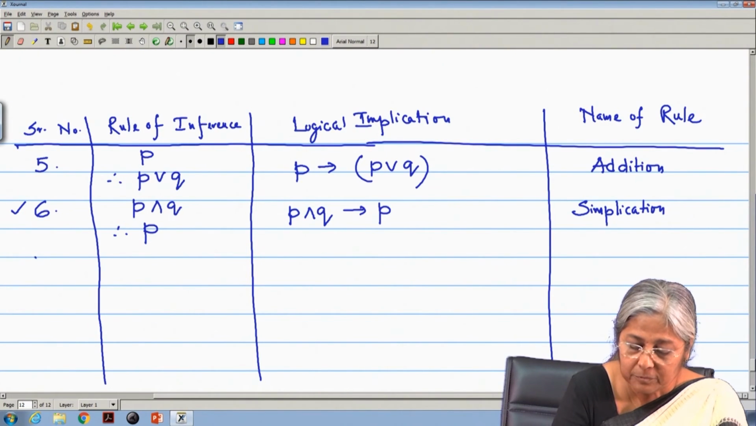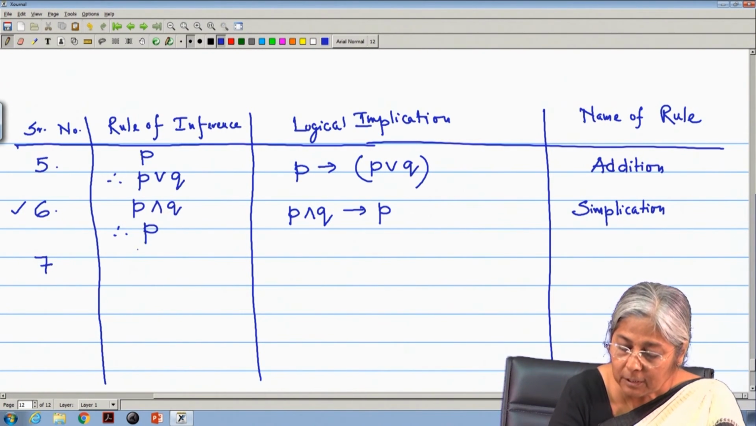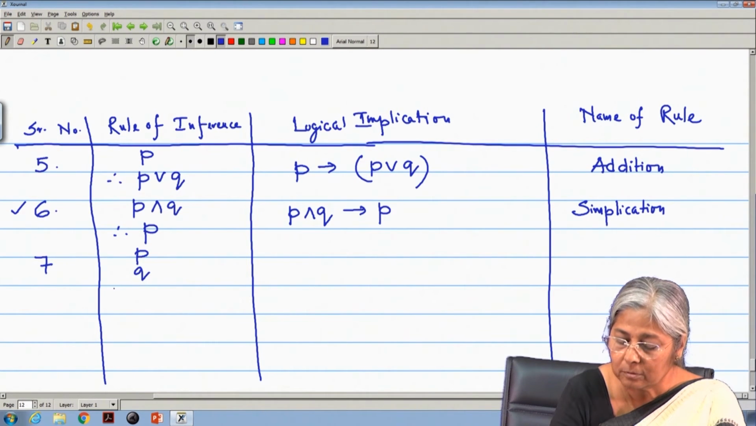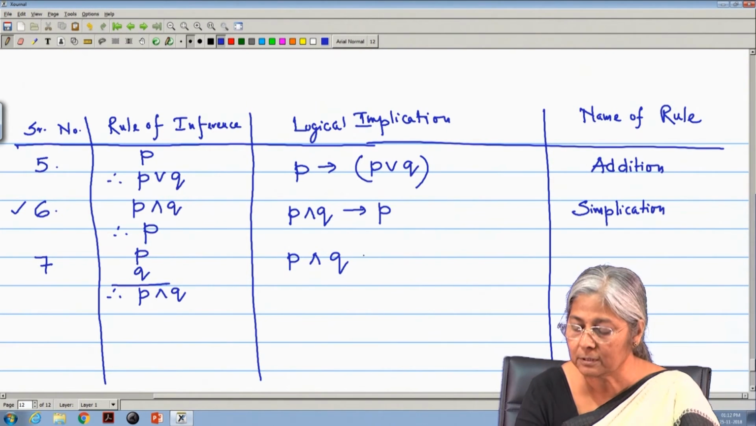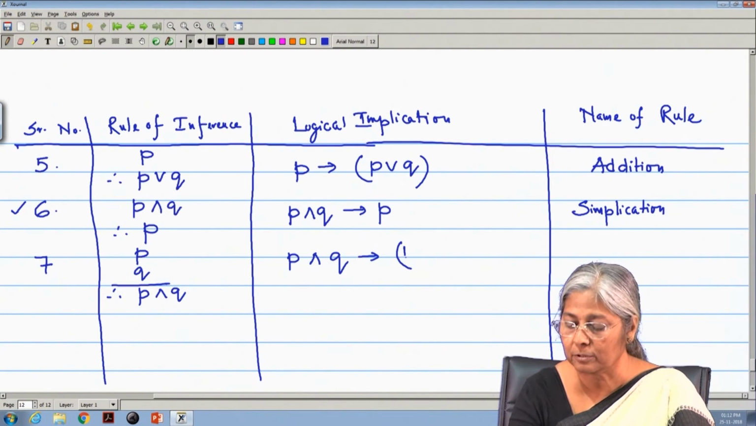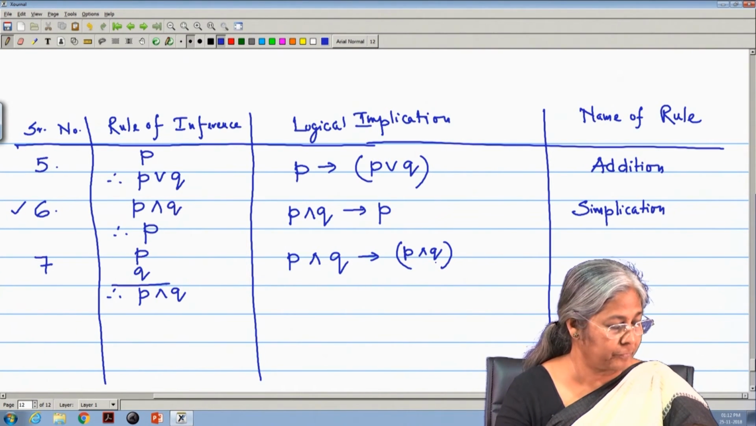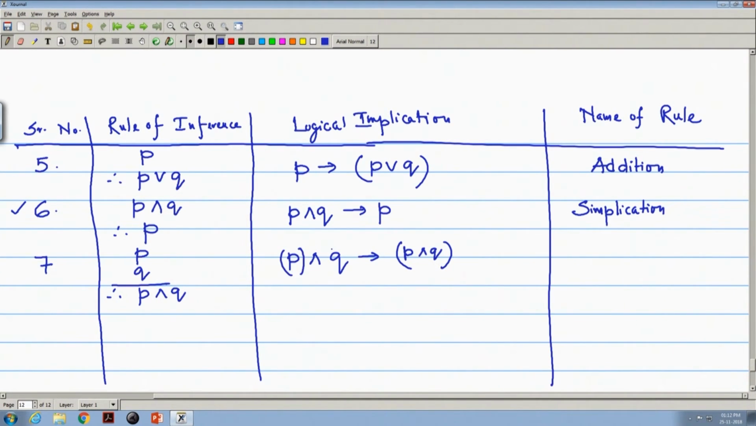Then we have the conjunction, that if P and Q, therefore, P and Q. This is obvious, this actually gives me P and Q. Because we know the substitution rule, that means small p and q can actually be compound propositions also. So, this is my conjunction.